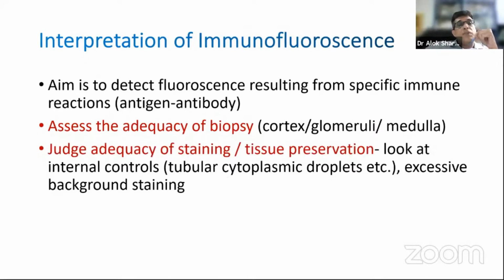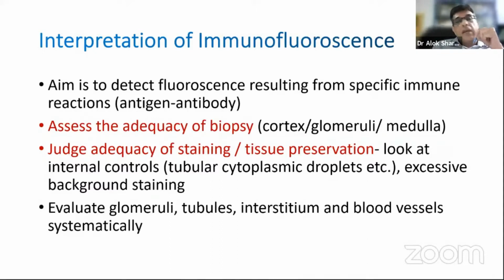And another important step is judging the adequacy of staining. Sometimes the tissue is not well preserved, so what you see as negative is actually not a true negative. With training and time, you will be able to assess the adequacy of tissue preservation also, especially in those laboratories which receive samples from far off locations. So this is a very, very important practical point. Then, as in LM, we have to evaluate systematically the glomeruli, the tubules, the interstitium, and the blood vessels. One by one, we go through these things and then try to interpret and form an opinion regarding the whole process.